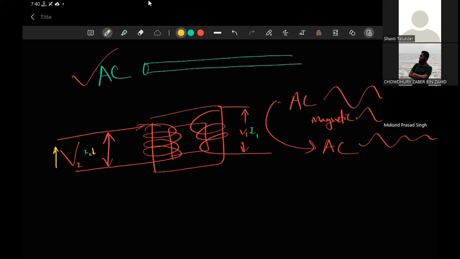The power you sent is V1 times I1. We know this is our power, voltage times current. But even if you don't get 100% of the power, and we are assuming that we are getting 100%, even if you get that, the current must be low on the other side.